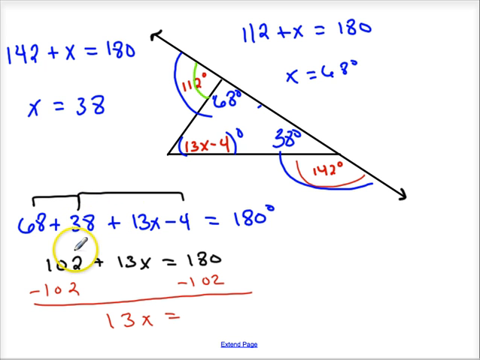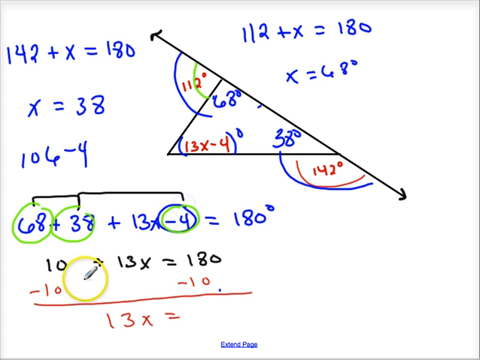68 plus 38, 106, you're saying? Oh, excuse me. 106 minus 4 is 102. We have 90 and 16 is 106, minus the 4. That's how we got our 102. So we were good with our 102. Be careful. Make sure you get all your like terms there. If you want to, circle your like terms, so that when you go back, you can see exactly what you have.